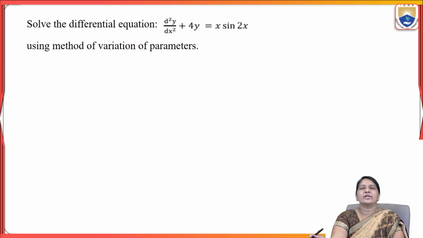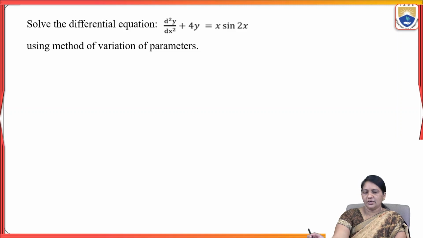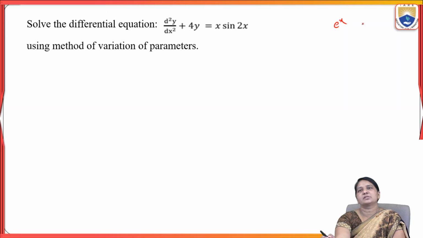So see one more example here about the method of variation of parameters. Solve the differential equation, that is d square y by dx square plus 4y equal to x into sin 2x. Before we were having e power x, so now we are having x into sin 2x. What is the value for the q of x? There is no difference here. So same procedure we are going to follow.